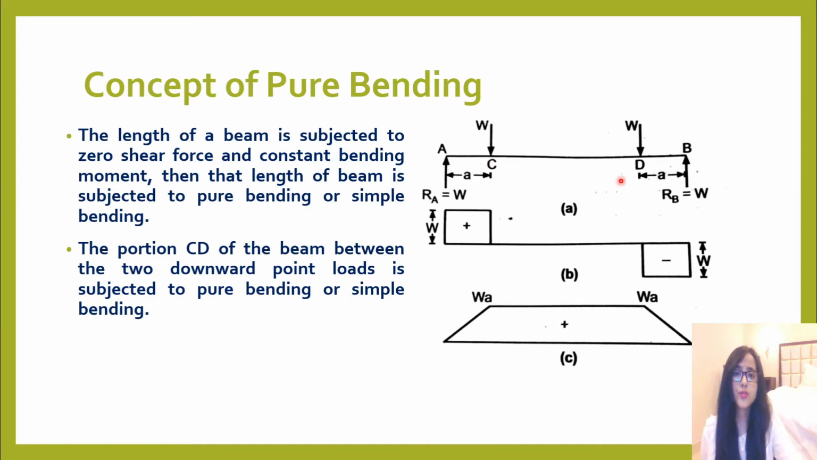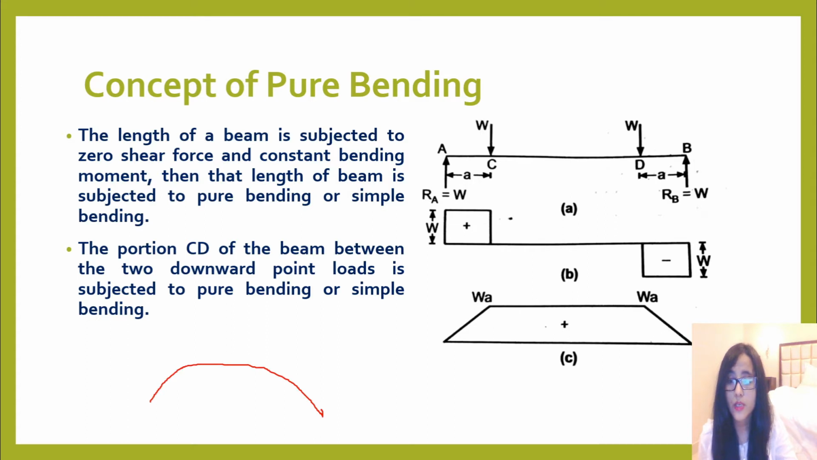Now this CD portion, where the beam is subjected to these two point loads, is subjected to pure bending, and we also call pure bending simple bending, okay? Pure bending or simple bending. So when the beam is subjected to pure bending, it bends or deflects into an arc of a circle. What is an arc? An arc is something like this.